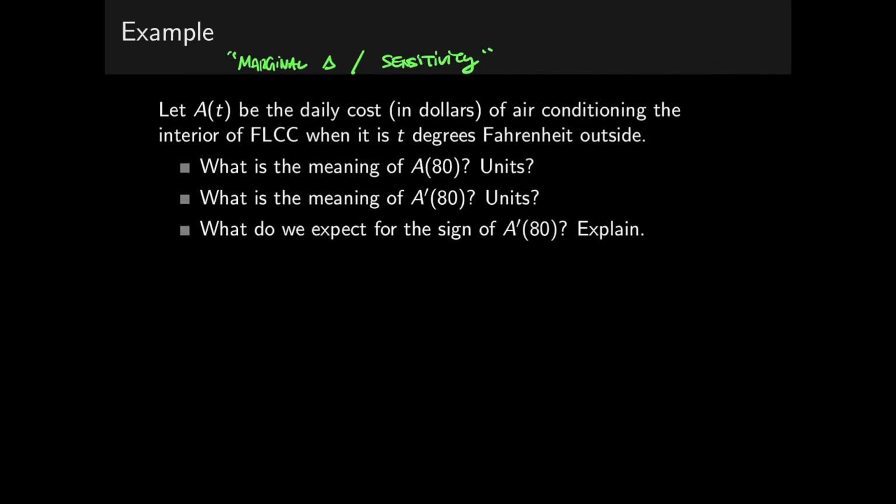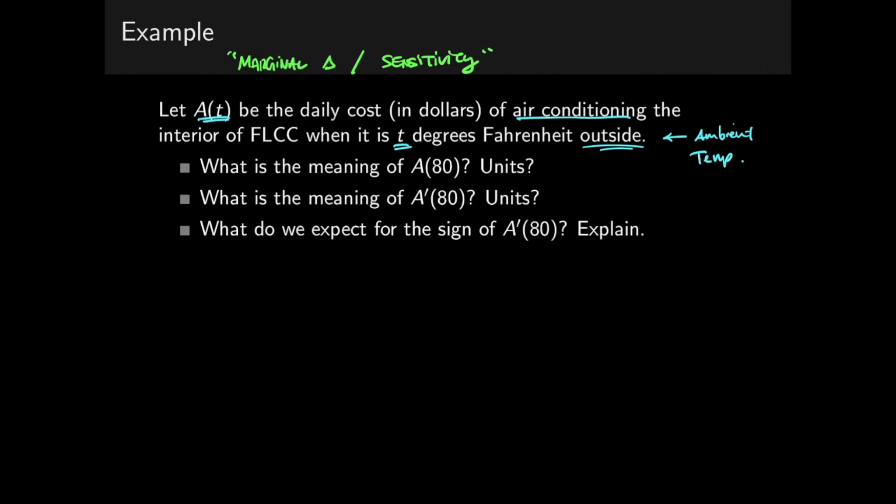One more problem I wanted to show you was on interpreting something as a marginal change or sensitivity. Okay, so this can also be a bit confusing, so I wanted to do a specific example. So let A of t be the daily cost in dollars of air conditioning the interior of FLCC when it is t degrees Fahrenheit outside. This is often called the ambient temperature, right? Because it is what is surrounding the school, okay?